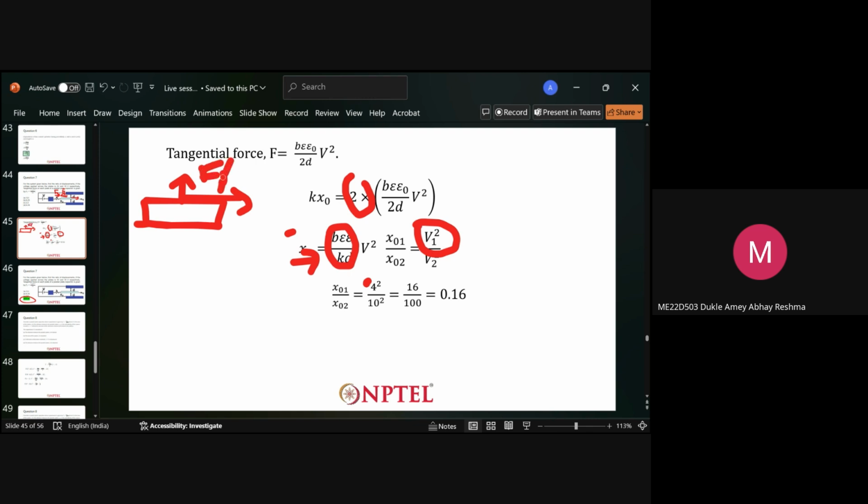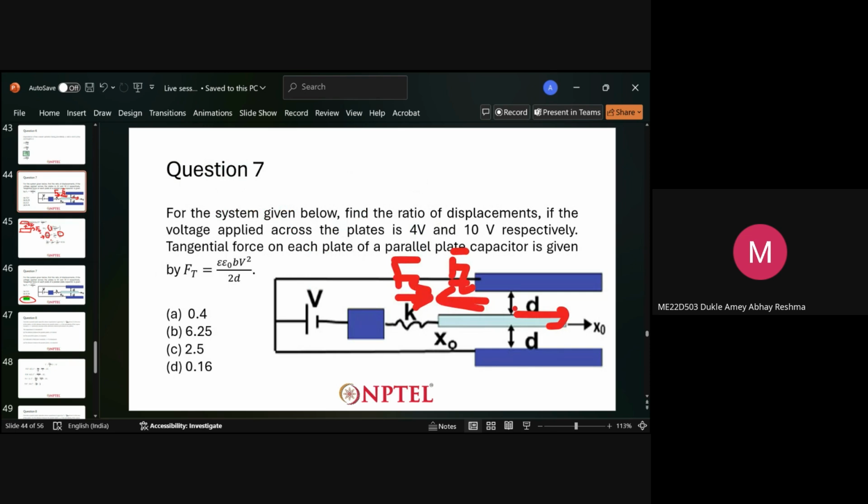So just imagine these are the two plates. We have two plates. This is the normal force, and this is the tangential force, right? So now, in this case, what is happening is that we get the tangential force between this set of plates and the lower set of plates, right?